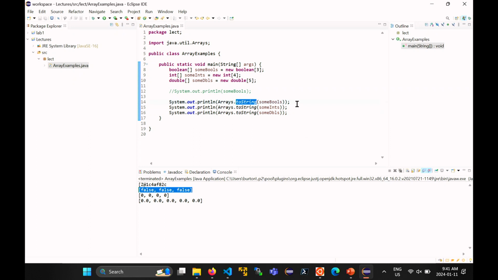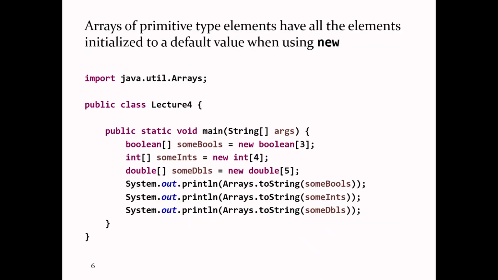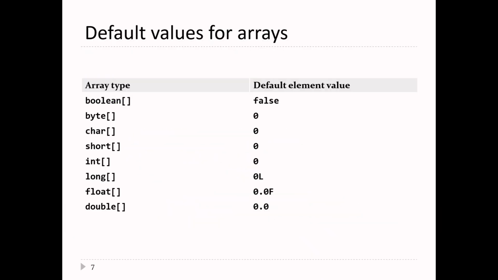So printing out an array is much easier in Java than it is in C. It's still a little bit cumbersome to write. It would be nice if you could just write System.out.println some bools, but you can't. Okay, so there are the default values for arrays of primitive type. For all of the primitive types, it's either 0 or false. It's easy to remember.